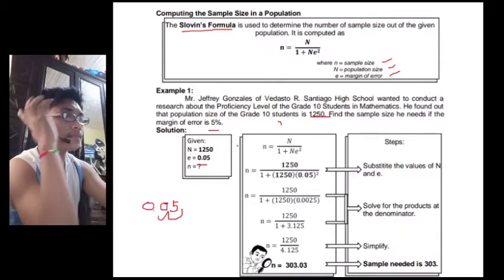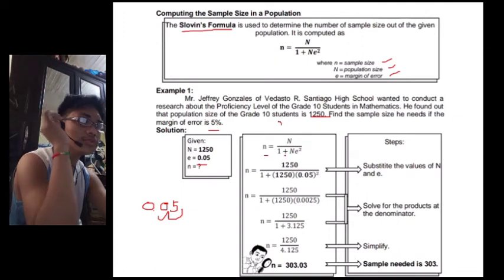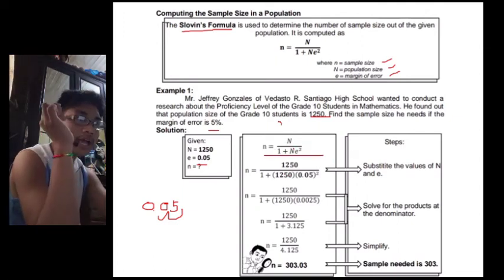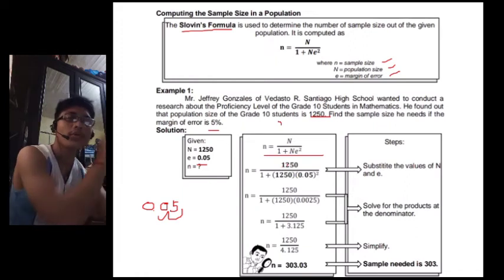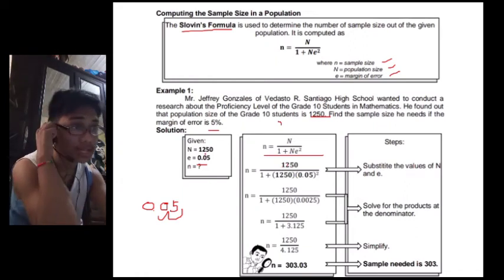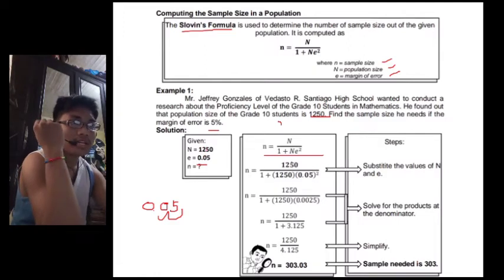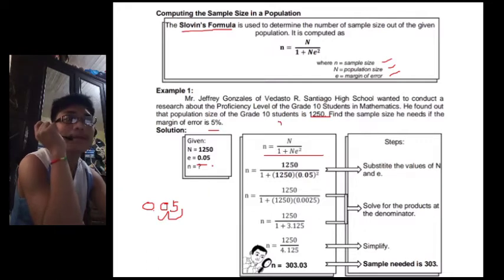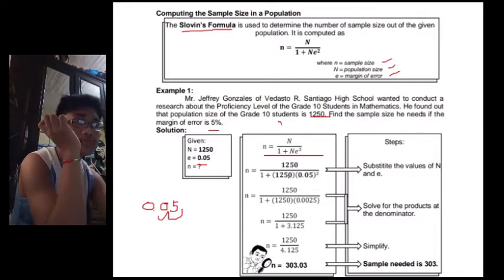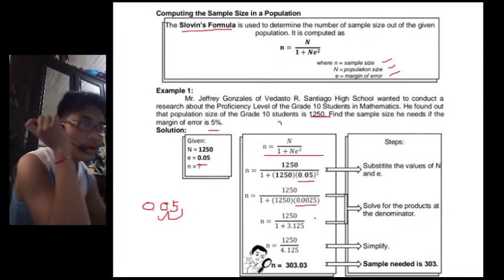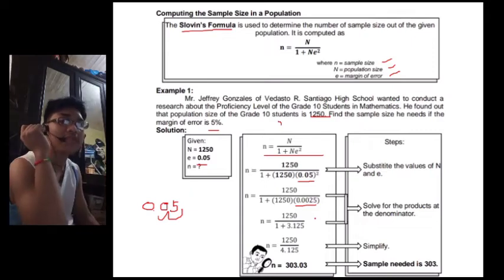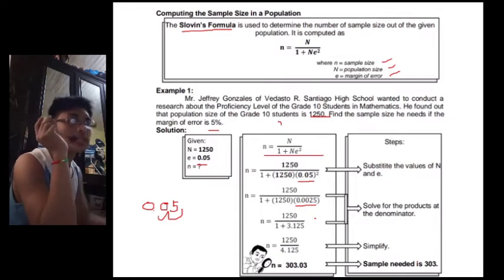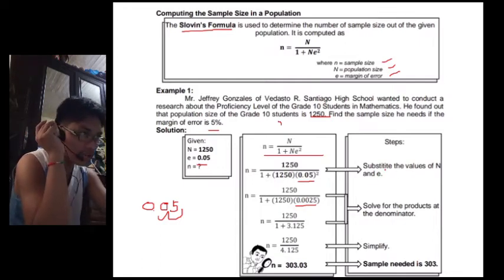Ngayon, since we are going to use Slovin's formula, where N is equal to 1,250 and your e or your margin of error is equal to 0.05 or 5%, now we are going to compute. You are going to square this. What's the result? We have 0.0025, or 25 ten-thousandths.